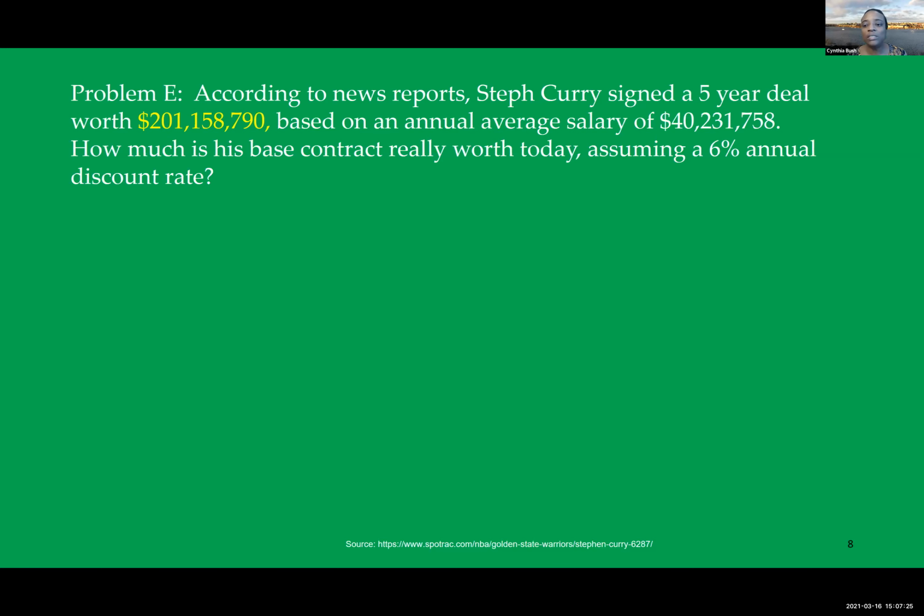Let's find out, what is the deal really worth today? How much is Steph Curry's contract really worth today? Go ahead and use either the equation or use your calculator, and then put the answer in the chat.